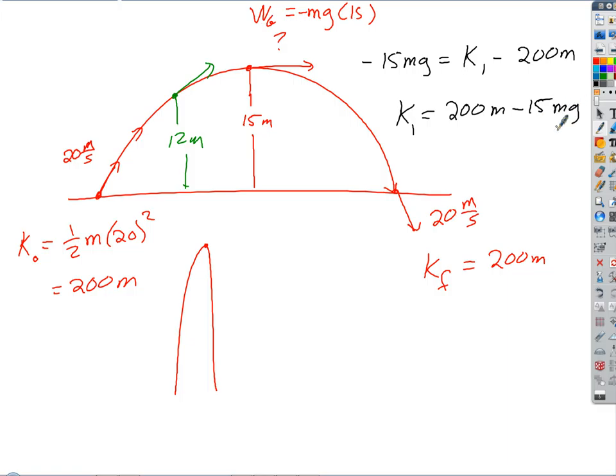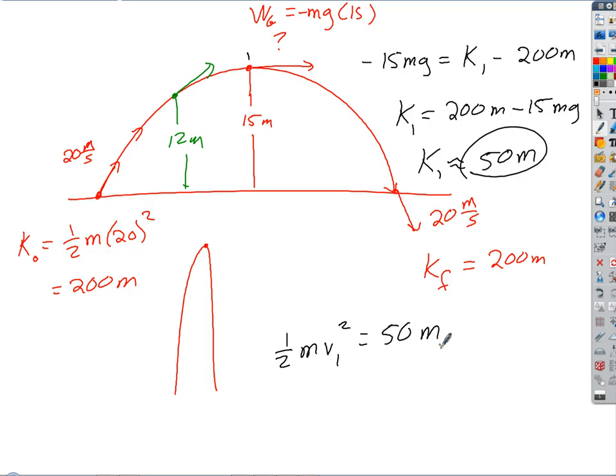Let's just take g to be roughly 10 to make this easy. Agreed? So that's roughly equal to 200 m minus 150 m, if we take g to be 10. So it's roughly equal to 50 m. Because g, we're going to take g to be about 10, right? Everybody agree? Okay. Well, kinetic energy is 1/2 mv squared, right? So then we can set up an equation. This must equal 1/2 m V1, position one right there. 1/2 mv1 squared must equal 50 m.